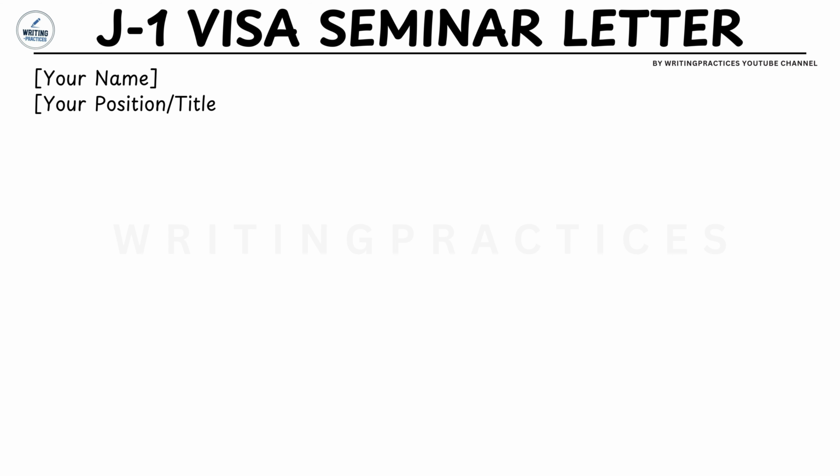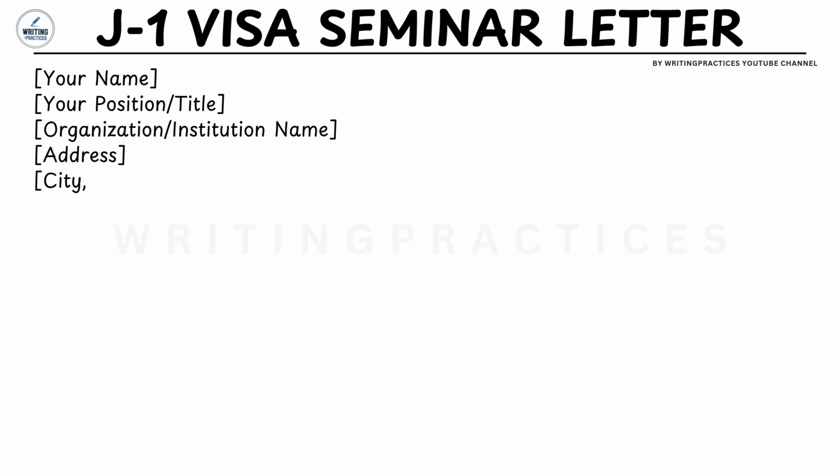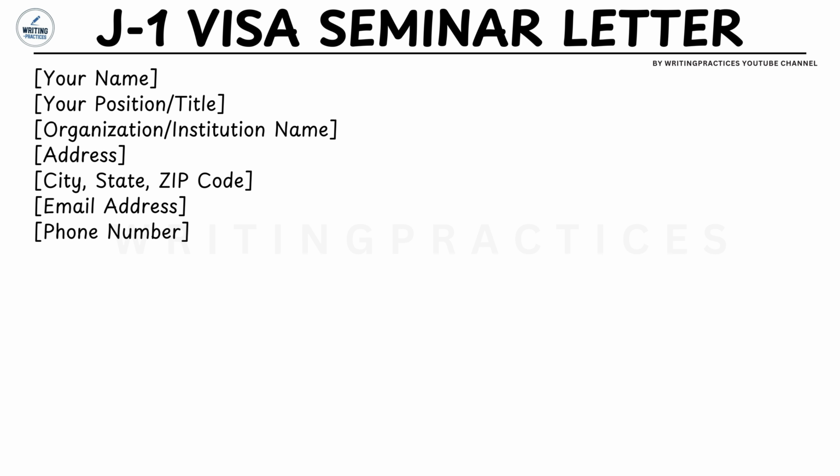Sender's information. The letter starts with your own details as the sender. You need to include your full name, your position or title, your organization or institution name, full address, city, state, zip code, email address, and phone number. This information identifies you as a credible person authorized to extend the invitation. It also allows the consulate to contact you for any verification or further questions.